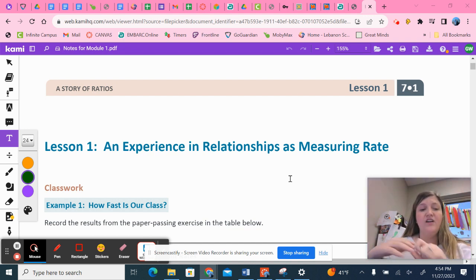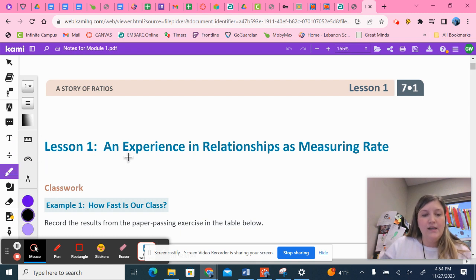So we're going to start off today talking about how we measure rates and how we can apply that in some real world examples. So first things first, like we always do, I like to break down what we're talking about. We're talking about relationships in measuring rate. And what that means is how do we look at something and decide what the rate, or how fast or how quickly, something is going on.